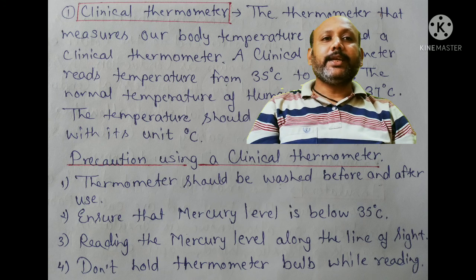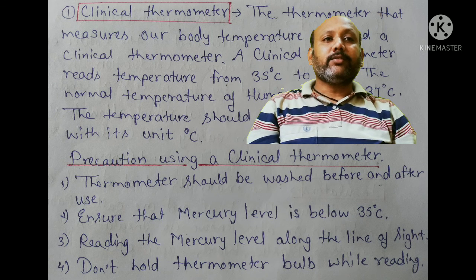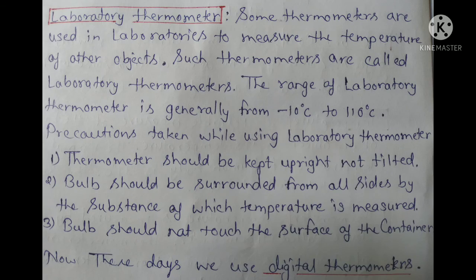Ensure that the mercury is below 35 degrees Celsius. Read the mercury level along the line of sight. Don't hold the thermometer bulb while reading.